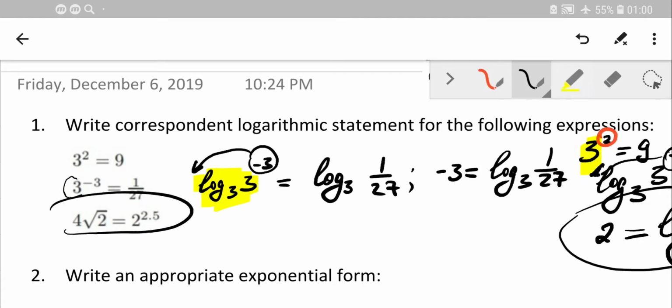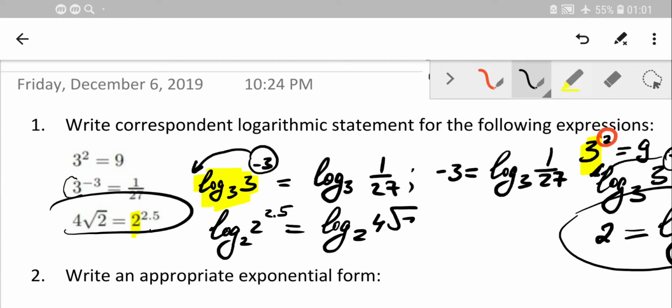Okay, so what to do here? Let's do that one. In this case, we have 2 as the base here, so we will use log with the base 2 to the power 2.5. I just simply swap the parts of the equation, so now it's on the left hand side. On the right side, we'll do the same, log 2 of 4 square root of 2.